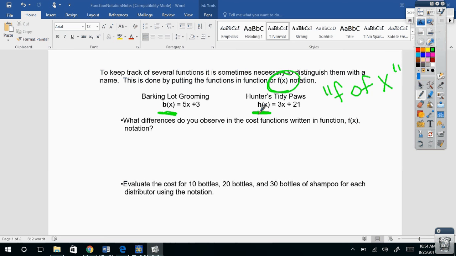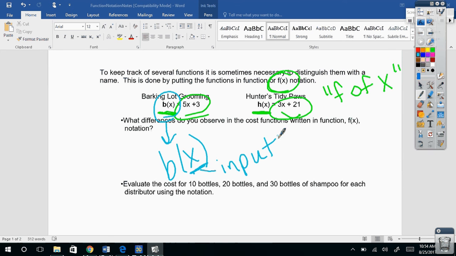So what have you basically done? What's been replaced from the original? These equations are the same, but what's different? The y. We have taken the y off and replaced it with b of x. So that's saying that b is a function of x. This is my input. The whole thing is my output. Same thing here with h of x.